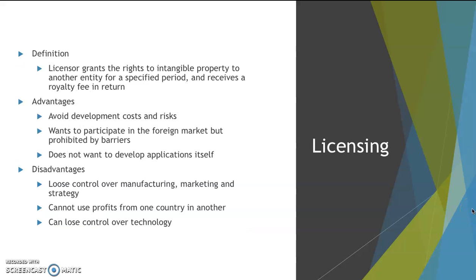Licensing is another option. This is when you would grant the rights to intangible property to another entity for a certain period, and you would receive a royalty fee in return. Once again, you would avoid the costs and risks of setting up operations in a foreign market, and you would also be able to participate in the global market, but wouldn't have to do much of the operations yourself. Once again, disadvantages are because you're giving the rights to somebody else, you would lose control over operations and the technology, and you wouldn't be able to use the profits from one country in another.